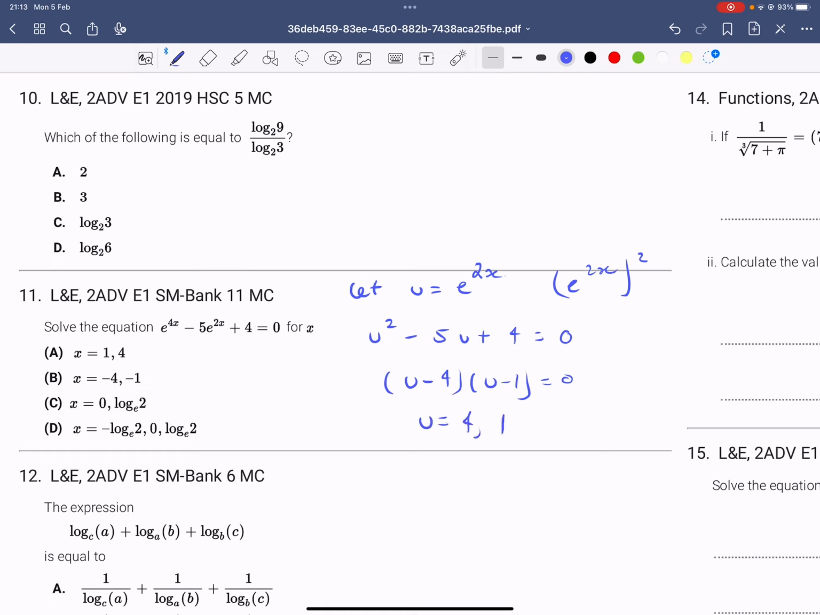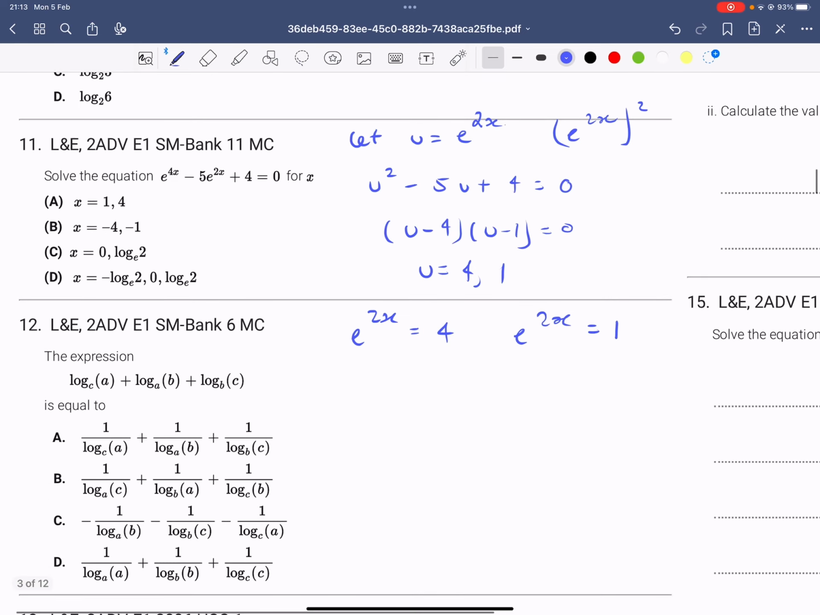Which means u is equal to 4 or 1. However, we've stated that u is equal to e to the 2x. So e to the 2x is equal to 4, or e to the 2x is equal to 1. To solve this, we're going to take the natural logarithm of both sides. So ln of e to the 2x is equal to ln of 4.